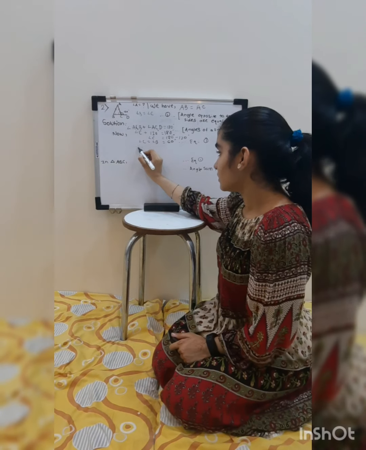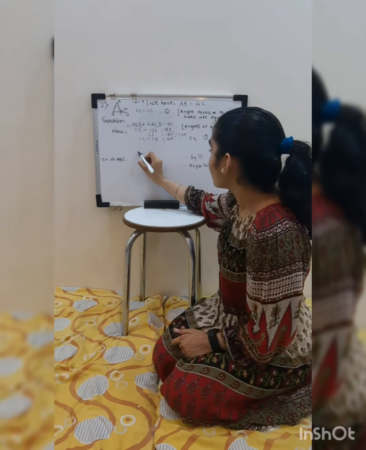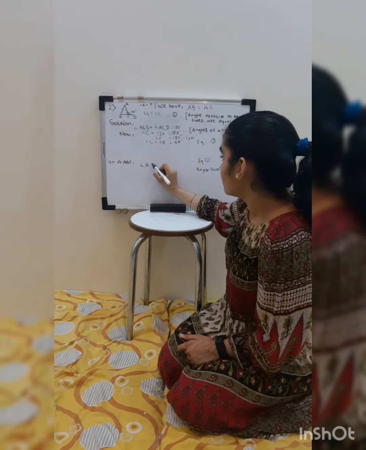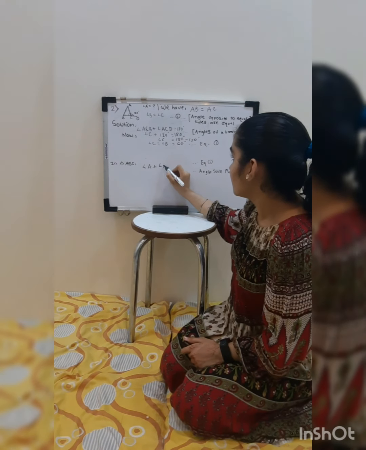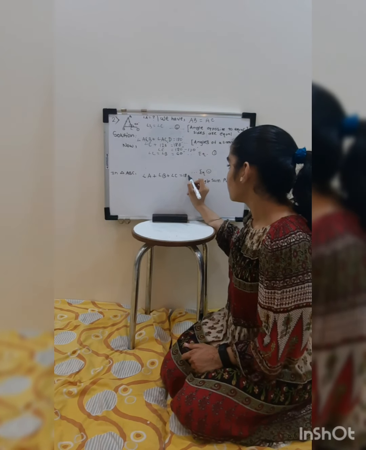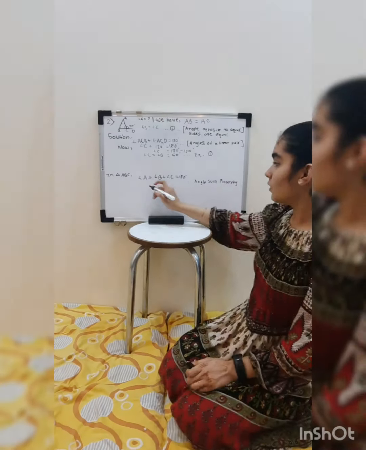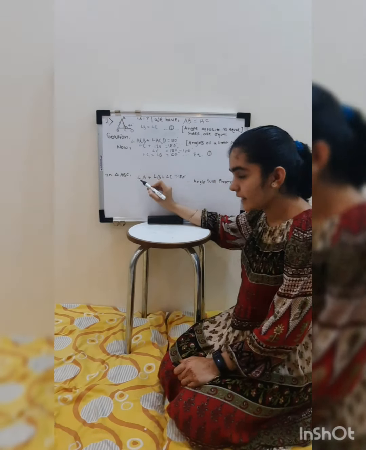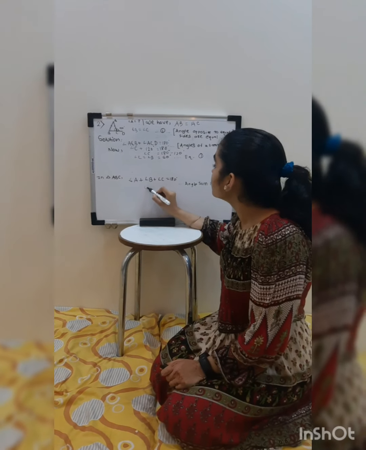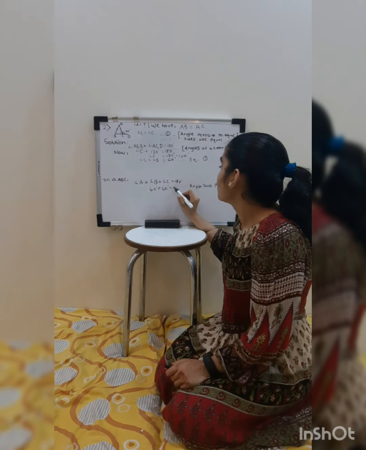Now in triangle ABC, angle A plus angle B plus angle C equals 180 degrees as per the angle sum property. We have to find angle A, and we already know the values of angle B and C, which are 60 and 60 degrees.